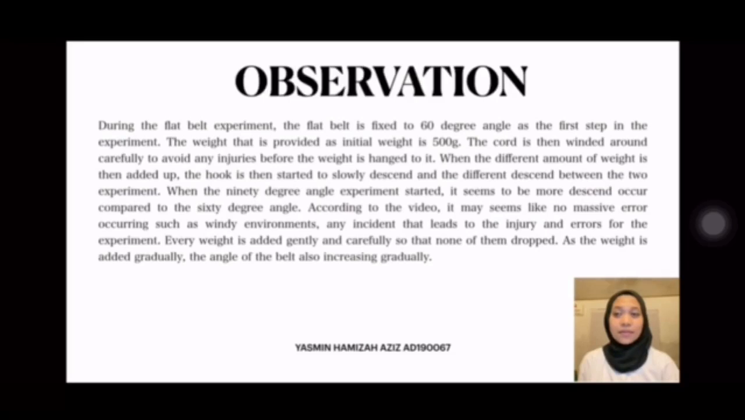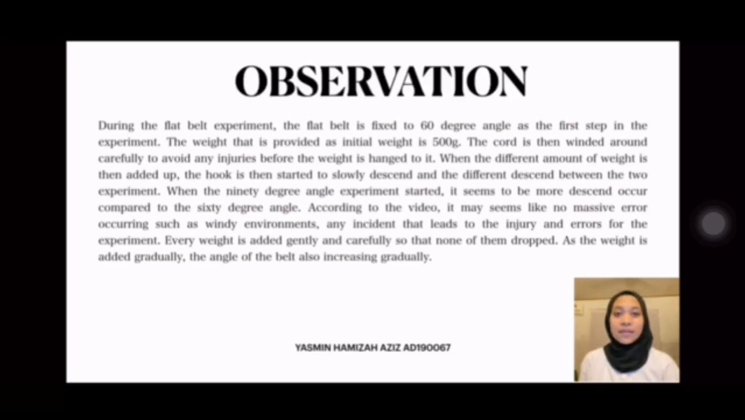As the first step in the experiment, the weight provided as the initial weight is 500 grams. The cord is then mounted around carefully to avoid any injuries before the weight is hung on it. When a different amount of weight is added, the hook starts to slowly descend, and there is a different descent between the two experiments.